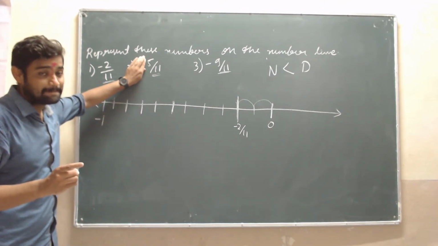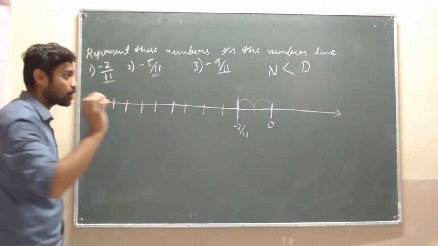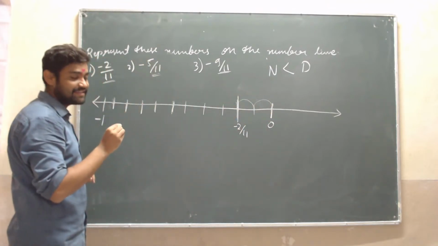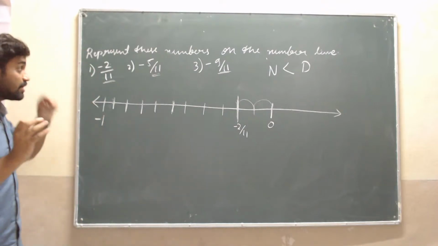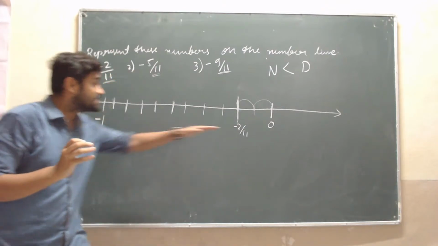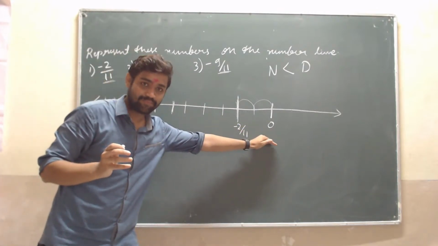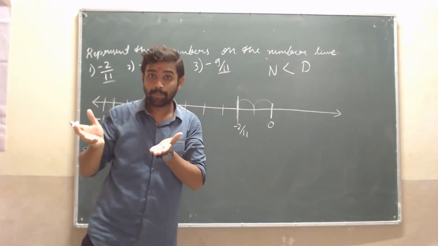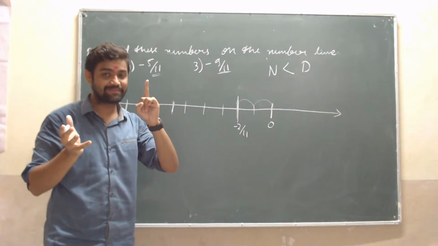Numerator is 5. And we have to make 5 jumps from the starting point, not from here. From the starting point, from 0. Because these numbers lie between 0 and -1, the starting point is 0. Suppose the numbers lie between 1 and 2, then the starting point is 1. Are you getting my point?